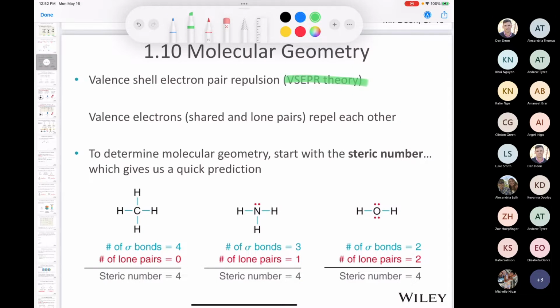What we know is that when we have pairs of electrons, whether they're shared in a bond or if they're lone pairs, they don't want to be anywhere near each other. They want to repel each other. And so in order to determine how they spread apart from each other and the molecular geometry that they develop, we have to look at what's called the steric number. A steric number is just a look at the number of sigma or pi bonds and lone pairs of electrons.